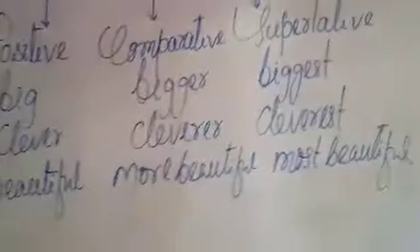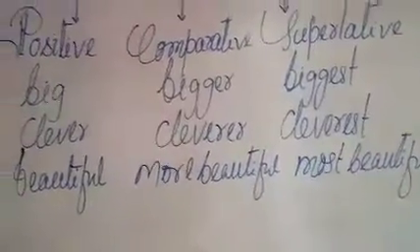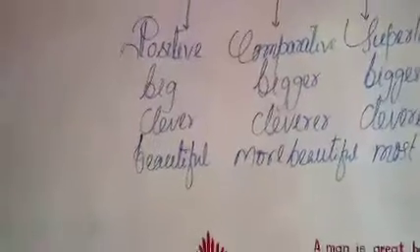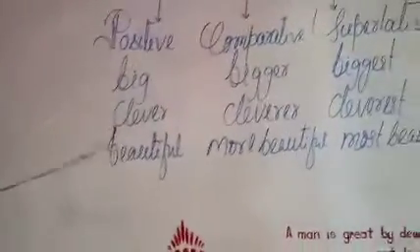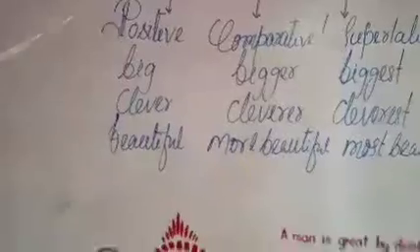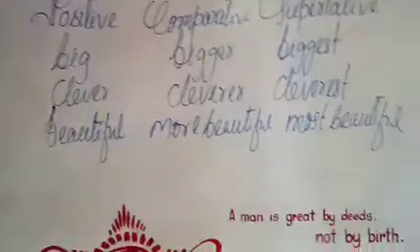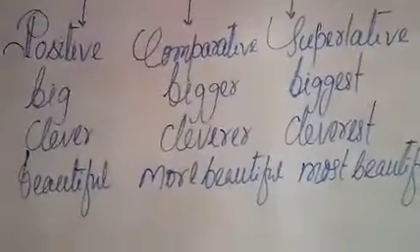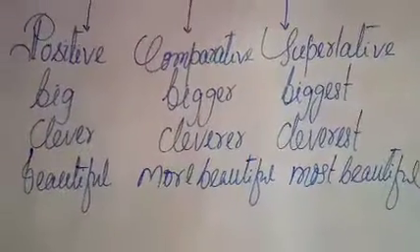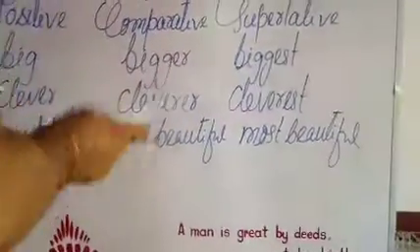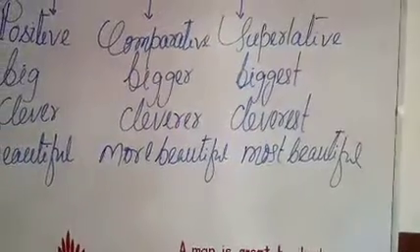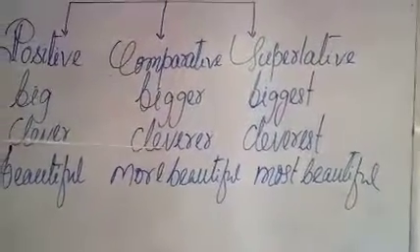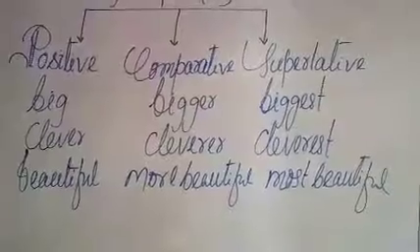Similarly, Sima is a clever girl. Clever. Here, clever modifies Sima. Clever girl. That means girl is used for Sima, and clever is an adjective that modifies Sima. So, when we compare Sima with Chinky, we say Chinky is cleverer than Sima.